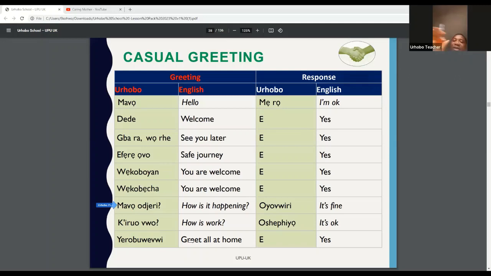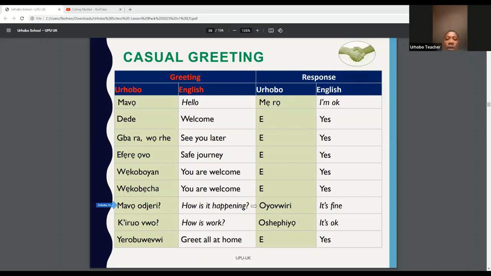But it's beyond this class, so we won't go there now. In the future, there's a place where we'll do word formation and we'll talk about it. So for now, let's go with Mavo Ojeri, which is what is happening.